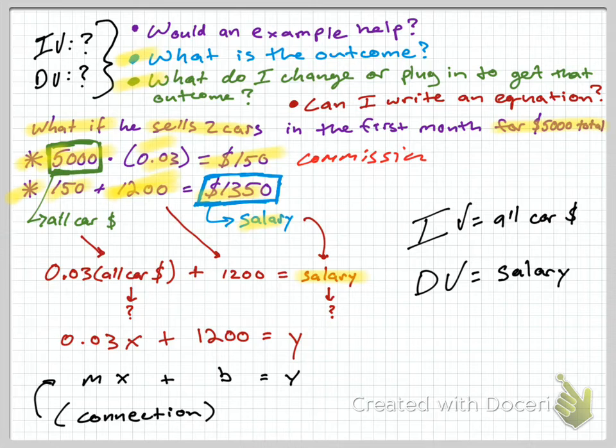So if I can put words to this, I'll know my independent variable. That 5,000, in simple terms, is all the car money, or all the money he makes from selling cars. So now I can start to write an equation. 0.03 times all the car money plus his base salary equals his total salary. Or in other words, 0.03x plus 1,200 equals y. Now I know his independent variable is all the car money, his dependent variable is his salary.